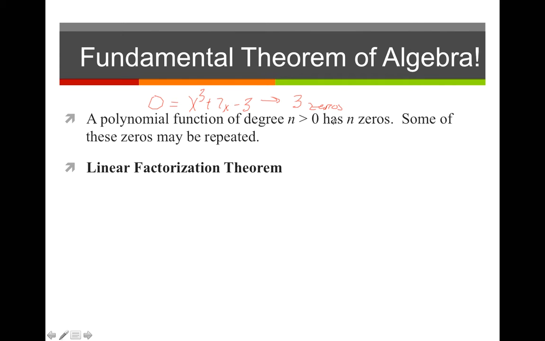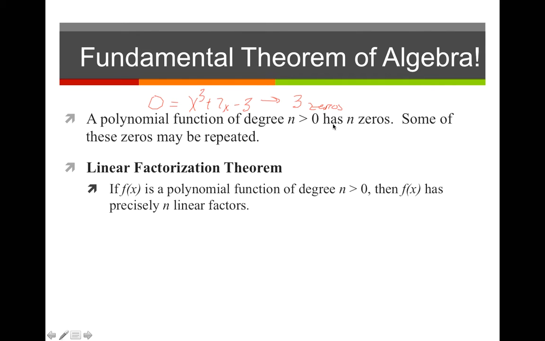And here's how the linear factorization theorem looks. If you have this polynomial, then it has n linear factors. So if we were to give you a quadratic that said x squared plus 6x plus 8, this will have exactly 2 factors. In this particular case, it's x plus 2 and x plus 4.